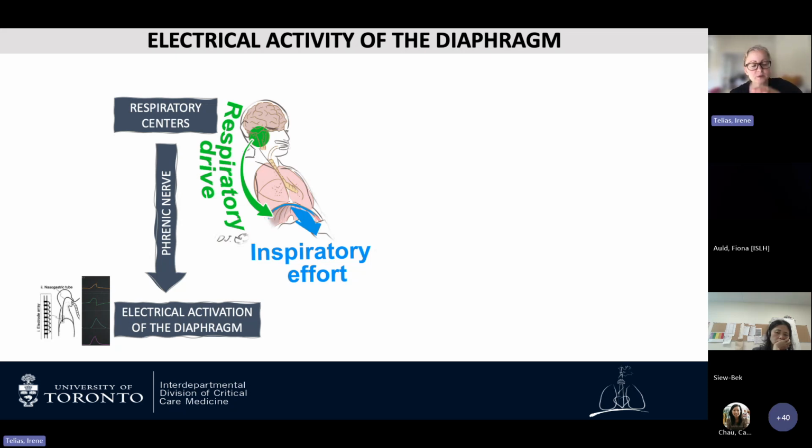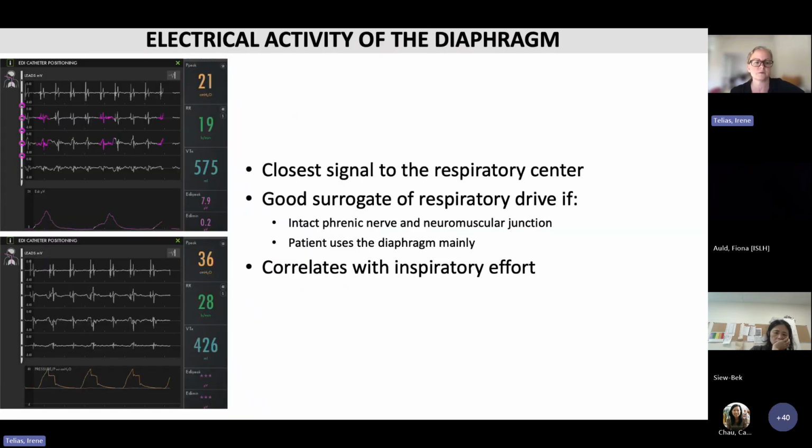But it's important to understand the physiology. So what we do to measure that, we'll see in the next slide. But that's the first thing. The diaphragm receives the electrical stimulation, and then it depolarizes, and that depolarization is what we can measure with the electrical activity of the diaphragm.